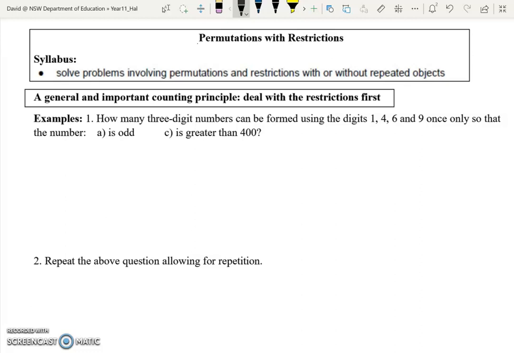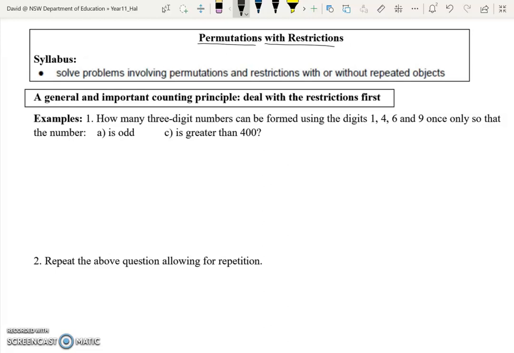At solving problems with permutations with restrictions. These can get quite tricky, but I think the key thing is to keep it logical, to keep it as simple as possible, to follow some key guiding principles. And that's what I'm going to try and spell out in this particular video.